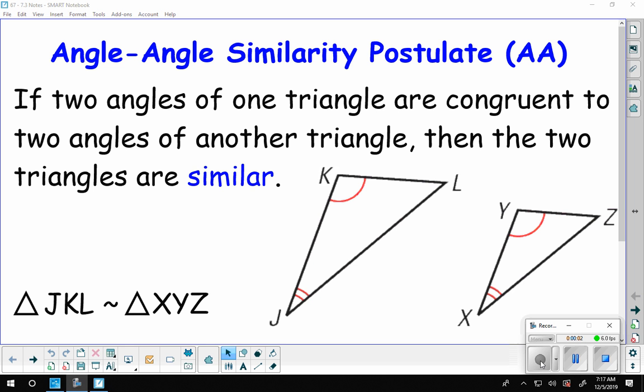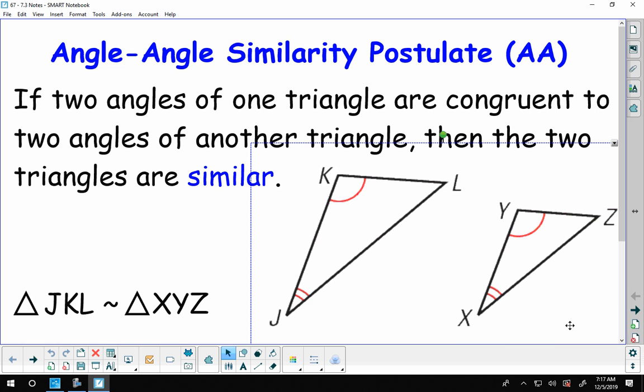So in chapter 5, we learned how to prove that triangles are congruent. Now in section 7.3 and 7.4, we're going to learn how to prove that triangles are similar. We're not writing proofs, but we're going to use similarity postulates just like we used congruency postulates in chapter 5.